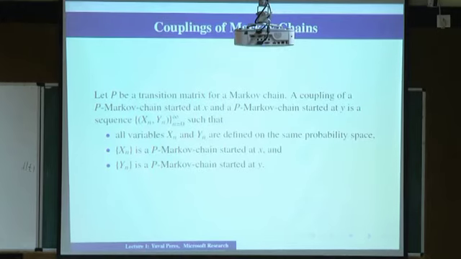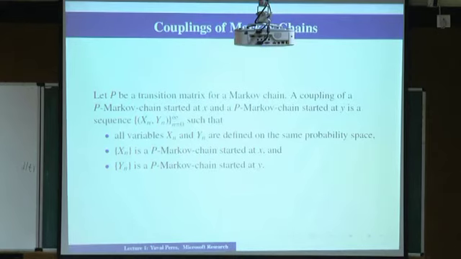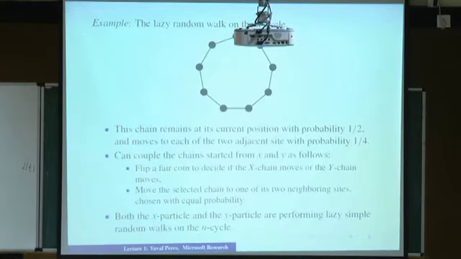And the goal will be to define really a Markov chain on pairs, where when we look just at the x-coordinate, we get Xn, and when we look just at the y-coordinate, we get Yn. But we want the two paths, even though they start at different points, to meet and continue together. So we'll see this in some example. Let's take the lazy random walk on the n cycle.